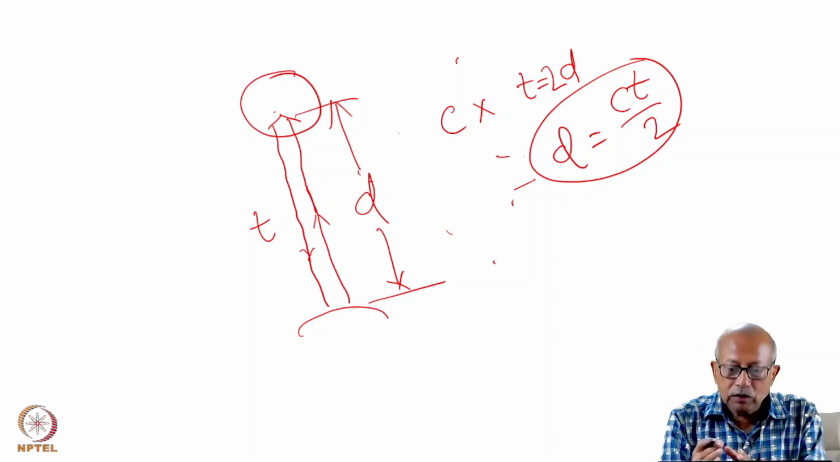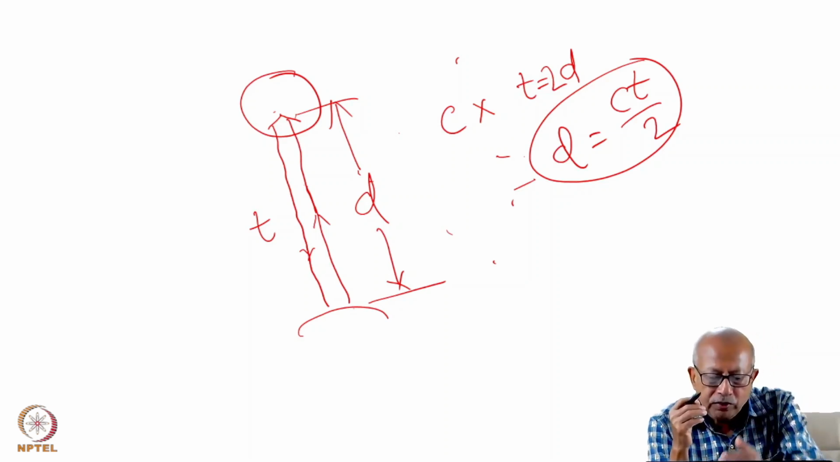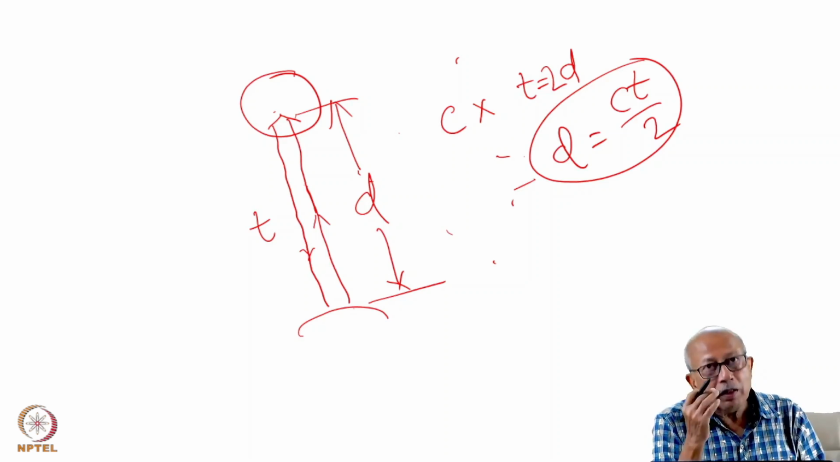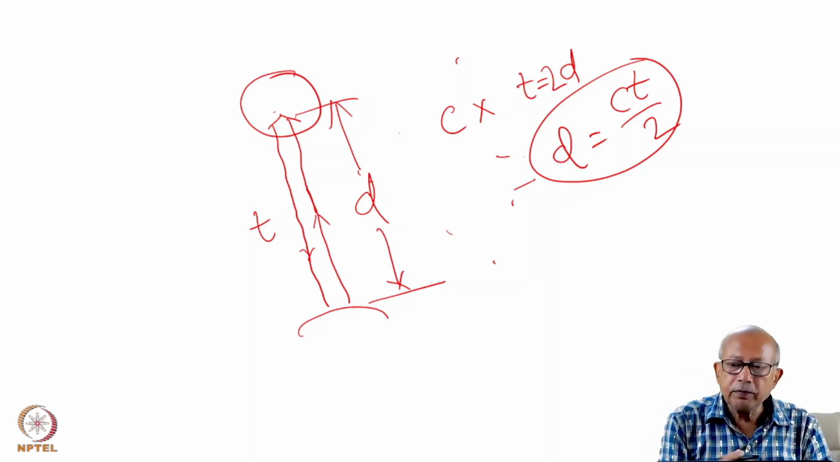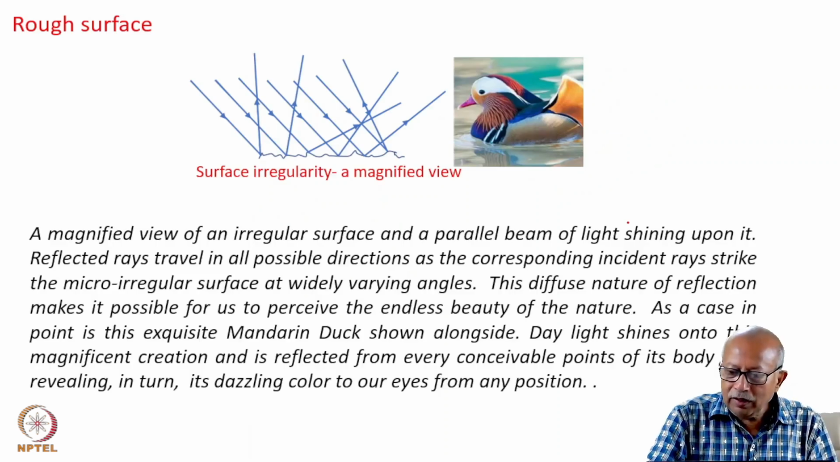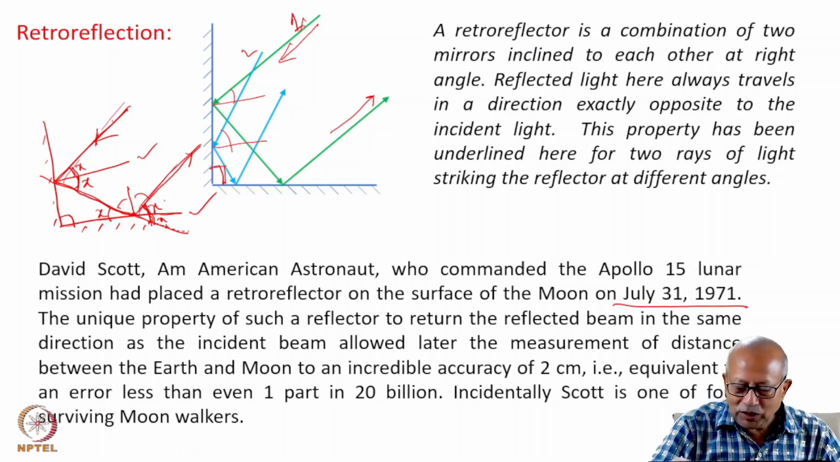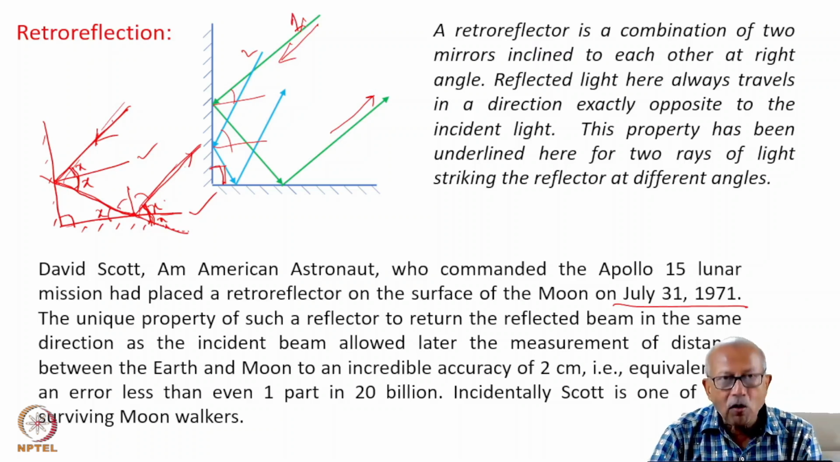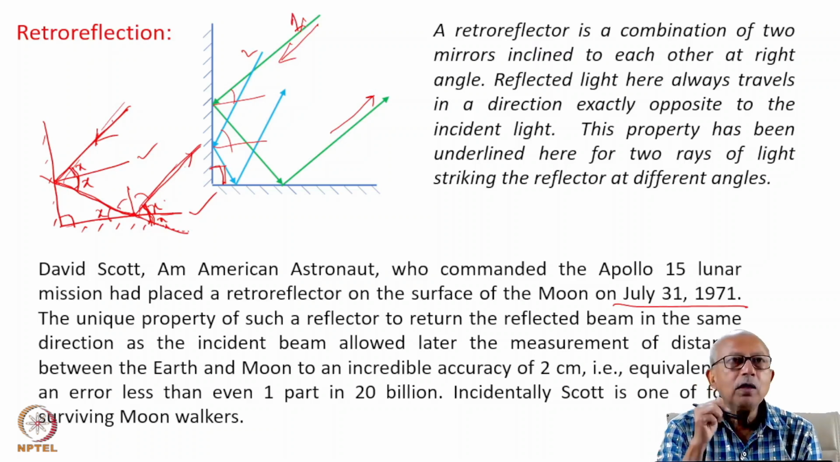And of course, you needed a highly directional beam of light so that when it reached back on the Earth, there is enough light so that it could be detected. Now, another point that I would like to mention here, that David Scott today is only one of 4 surviving moonwalkers today.